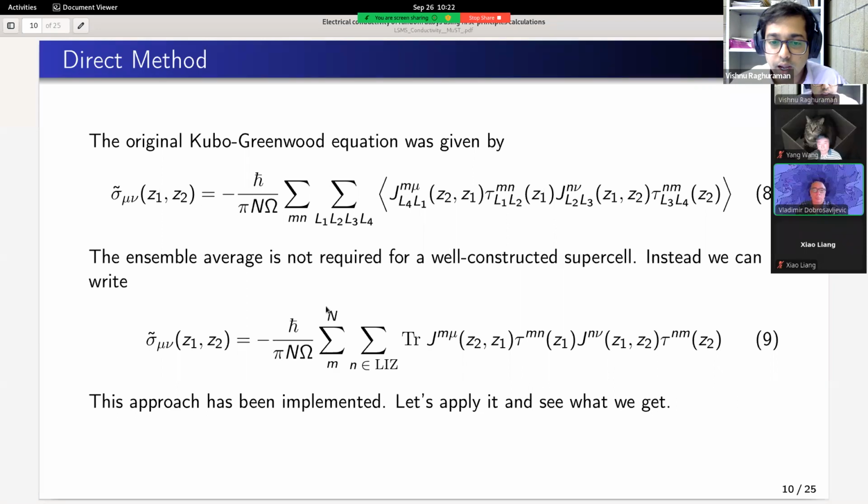So you're summing over each site shown by the index M. And for each of these sites, there is an LIZ. So you sum over all the atoms within the LIZ of that site, which is shown by the sum over N. And then you calculate the corresponding matrices. And we implemented this in MUST. Basically, that's what I did during the summer, implementing this method and trying it out on different systems.